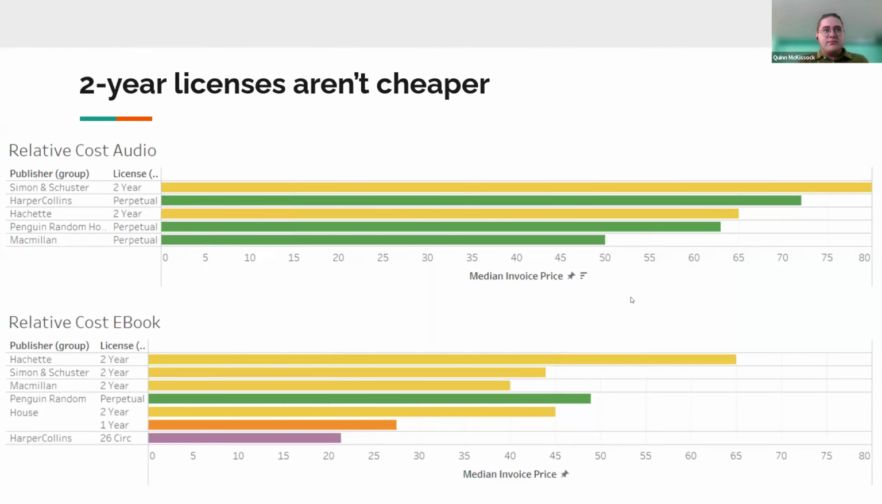And here I've got a breakdown of the price points for, I write audio on the top and then ebook here for each of the publishers, right? And it's a little bit hard to visually parse this because there are so many publishers, right? But we can see here that the publisher with the highest typical audio price is Simon & Schuster. And again, this most expensive license that we're seeing, this is a 2 year one. The Simon & Schuster, compared to say HarperCollins, charges more for a less favorable license. And we can also see that down here with the ebooks as well.